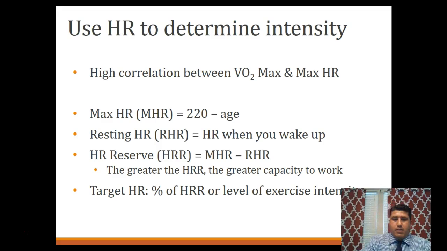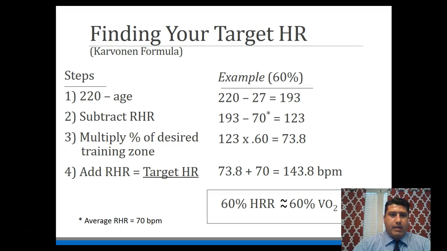Now, for exercise purposes, you use a percentage of your heart rate reserve in order to determine the level of exercise intensity. Okay, and again, we use the Karvonen formula. All right, so here are the steps. You take the number 220 minus your age, and you get maximum heart rate. For this example, I used a 27-year-old. So 220 minus 27 is 193.